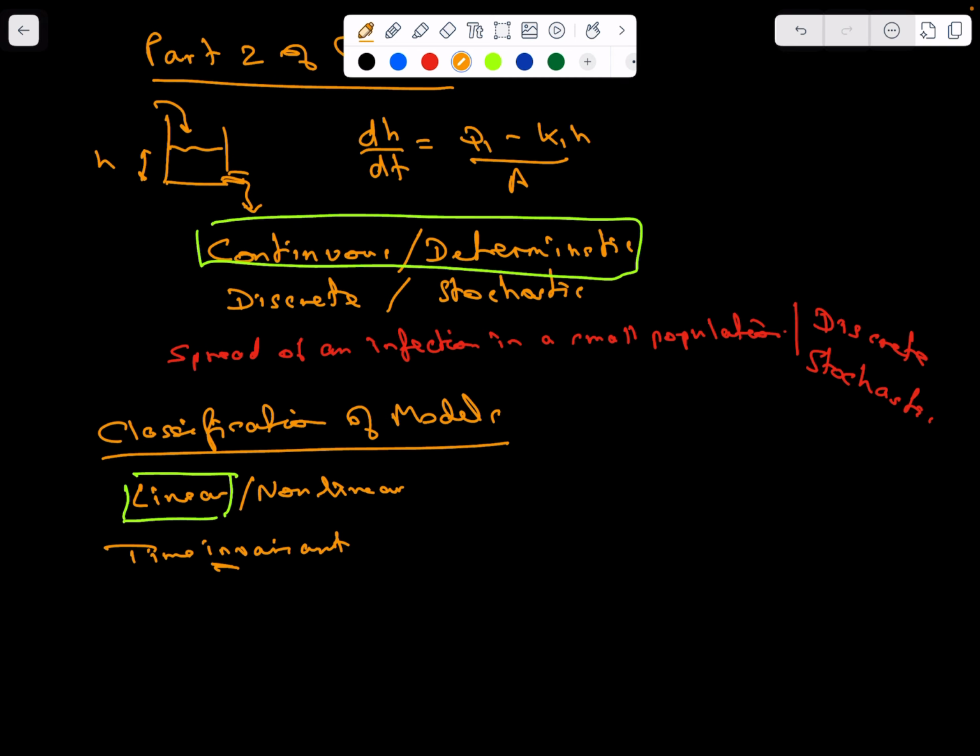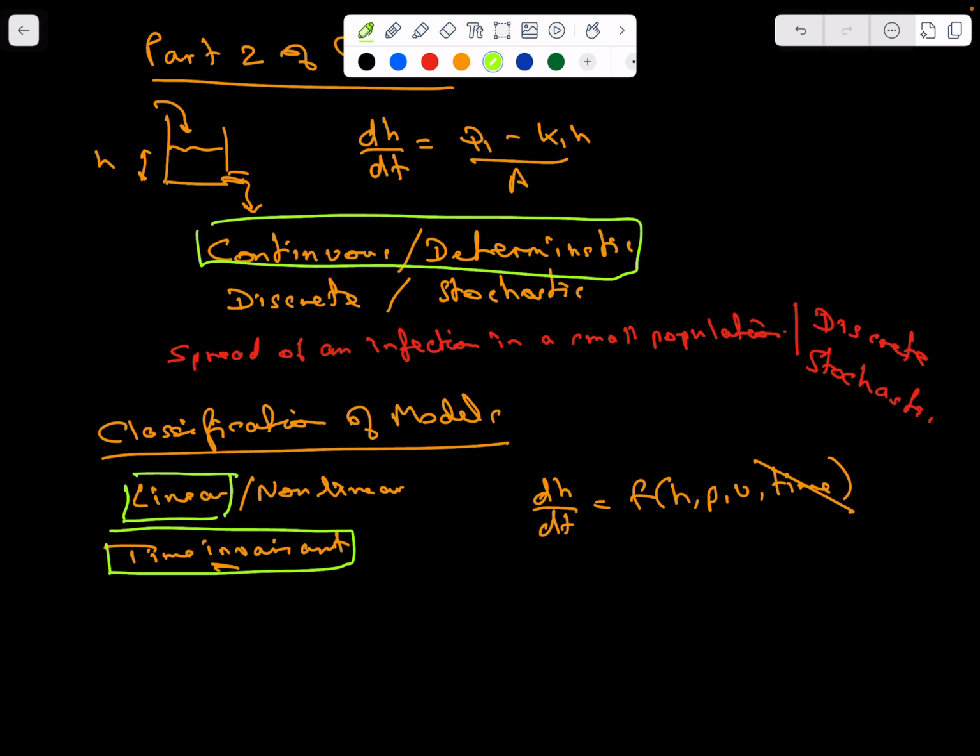So if I have a differential equation, say I had dh by dt and it was some function of time, so it's a function of the height, some parameters, some inputs, and time, then that would be a time variant system. Okay, but we don't have time on the right hand side, so it's time invariant, and these are the only ones we will be considering.